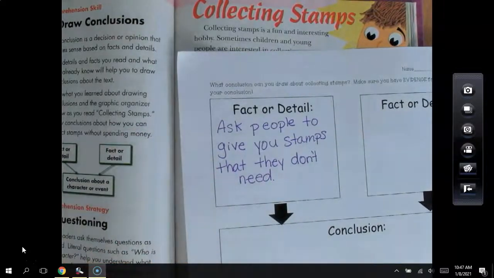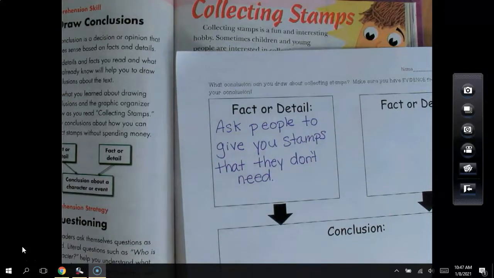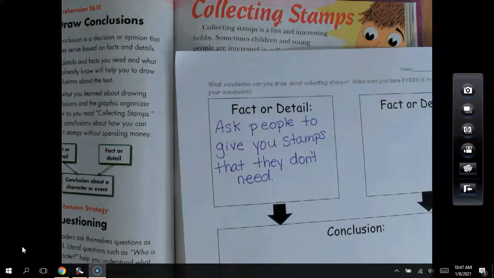We just provided evidence from the story about one of the ways that they described on how we can get stamps. Simply ask people to give you stamps that they don't need. Many people, when they get their stamps, maybe on their envelopes, they just throw them in the trash anyways. So that would be a great detail to add.